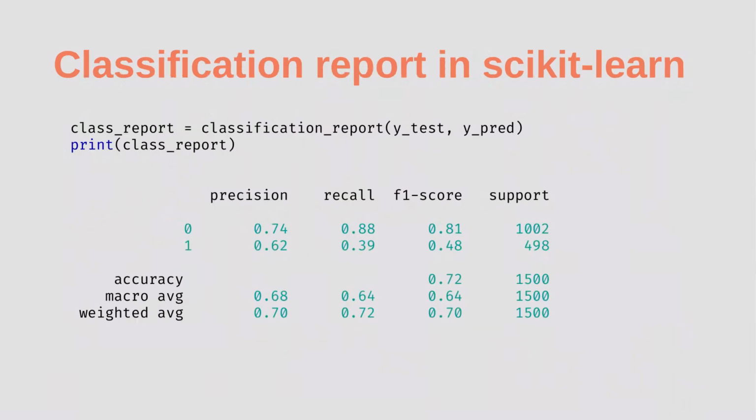By passing the same arguments to the classification report function, we get a summary of all key metrics. It provides precision and recall, which is also called sensitivity, for each class. In this case, the churn class has a precision of 0.62 and a sensitivity of 0.39, indicating that the model is struggling to correctly identify customers who churn. The support column shows the number of true instances for each class in the dataset.